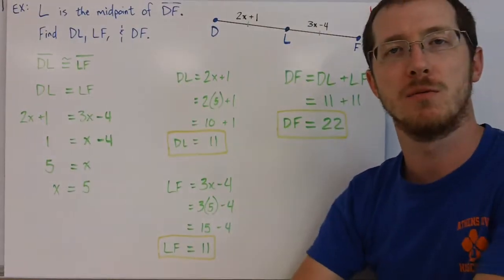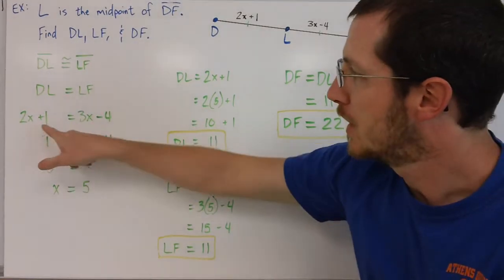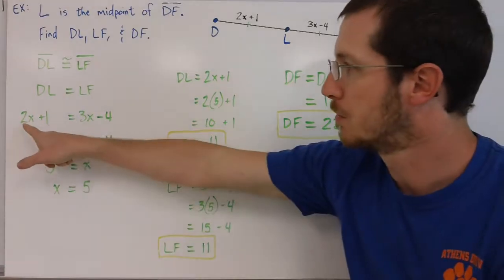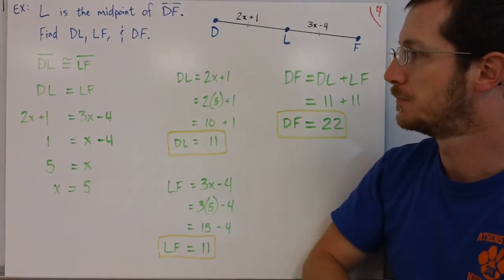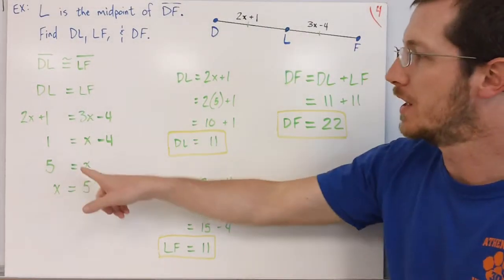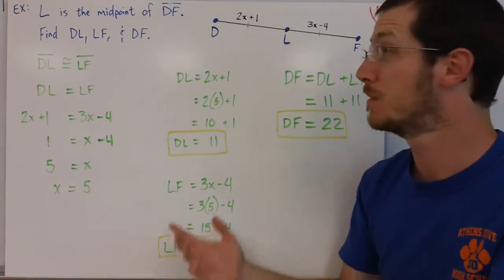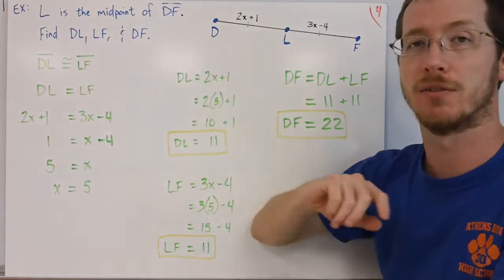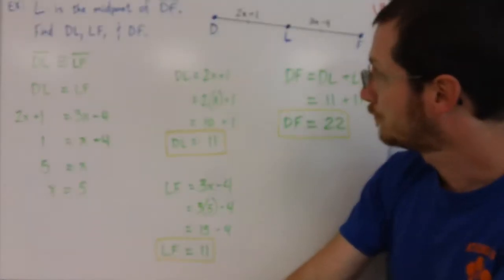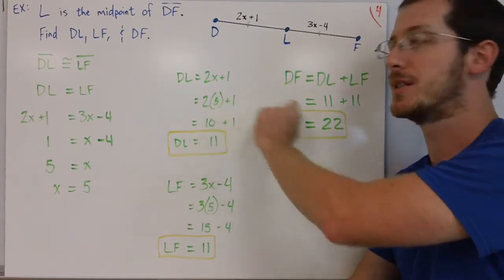Now we've got our equation, we've got one variable. We can solve it. So 2x plus 1 equals 3x minus 4. We want all our x's on one side, so subtract 2x from both sides. Add 4 to both sides. We end up with x equals 5. But we're not asked for x, we're asked for DL, LF, and DF. But we can use x to find those three lengths. So let's take 5 for x and plug it into each of our three segments.